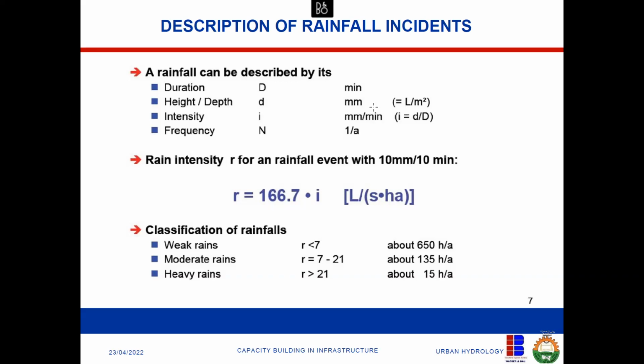So if we are saying that this storm will fall once in a year, it means that the frequency is 1 over 1, it becomes 1.